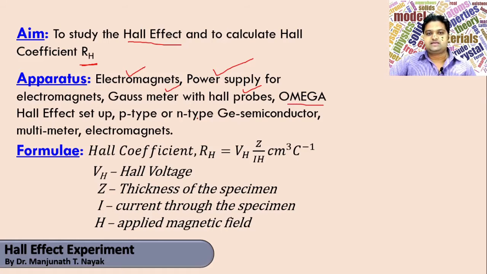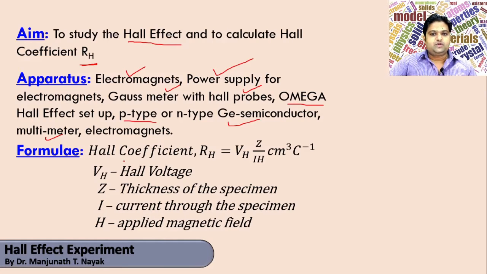A p-type or an n-type semiconductor. We have given you a p-type germanium semiconductor, because the answer that you will get is a positive one. And a multimeter. In this case we are giving you a multimeter because in the Hall effect setup the display is not working properly. Since the display is not working properly, we are giving an external multimeter to take the readings of the current and the voltage, the voltage that is developed. All right, and of course we are using electromagnets, as I have already told you.